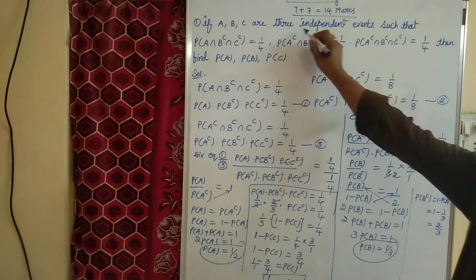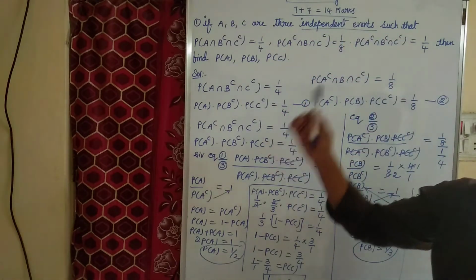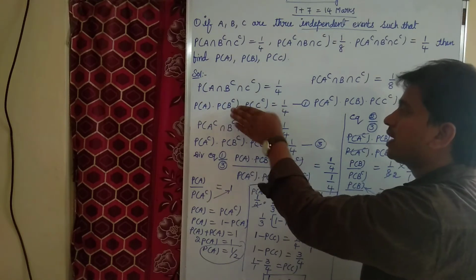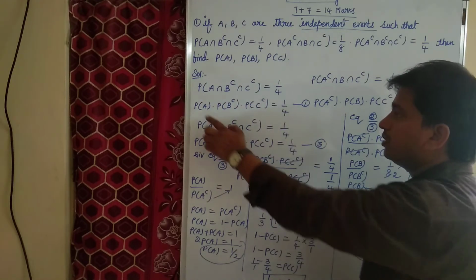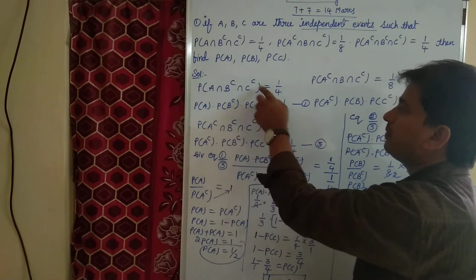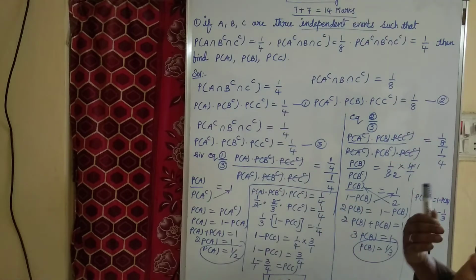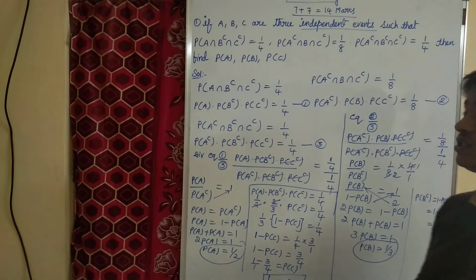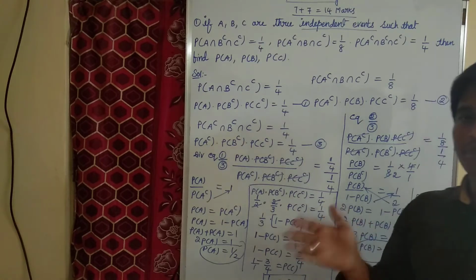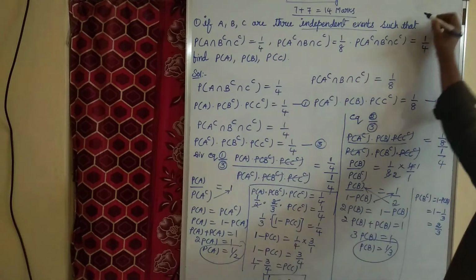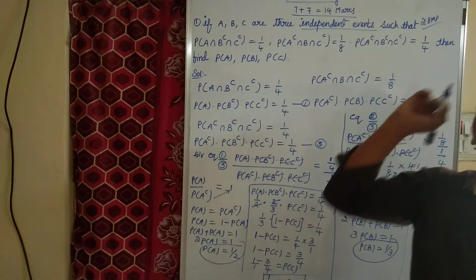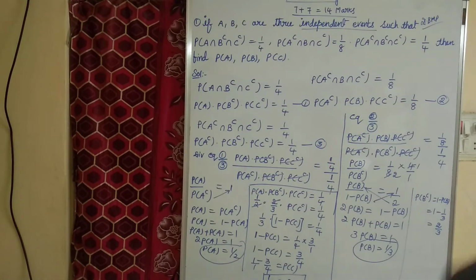The thing is, they are independent events. Independent events means P(A intersection B cap intersection C cap) we can write as P(A) into P(B cap) into P(C cap). Similarly, the second equation, the third equation. Then we need to do manipulations, and you will easily get the values of P(A), P(B) and P(C). Children, this is the most important 21 board model paper question they may ask in public examination. Okay, children?